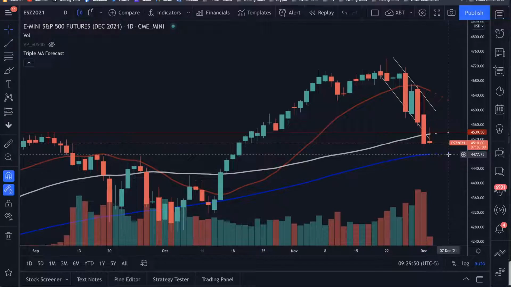So that would be down there at 44.7775 currently. So that would be the next target to the downside.